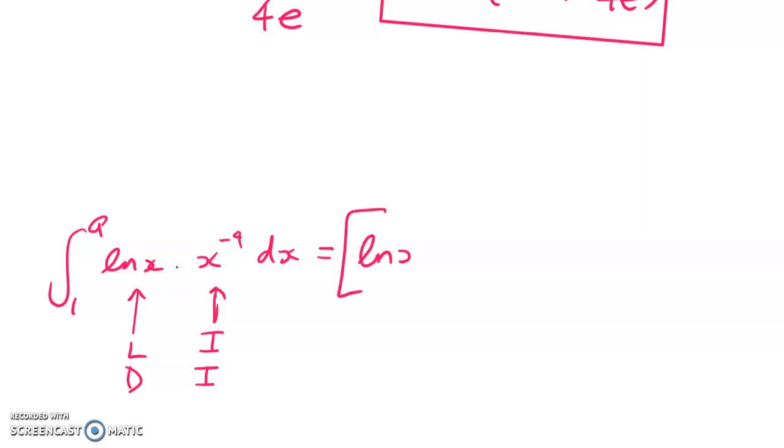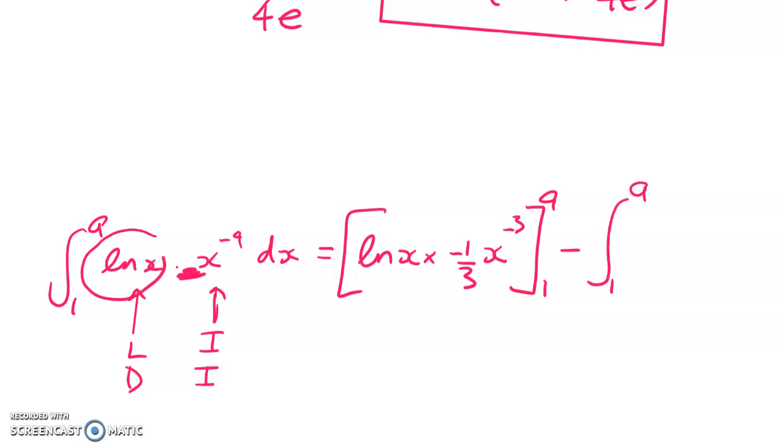Okay, so we've got the natural log of x, leaving that, and then I've got x to the power of negative 3, and I want that to have a coefficient of 1, so it needs to be times negative 1/3, evaluated at a and 1, minus the integral between a and 1. I'm going to differentiate this, so 1 over x times the integral of this, which we've already done, so it's times negative 1/3 x to the negative 3 dx.